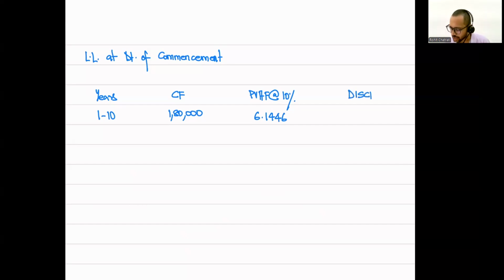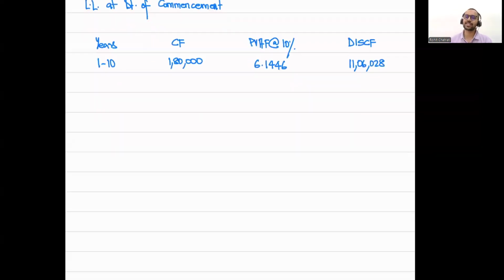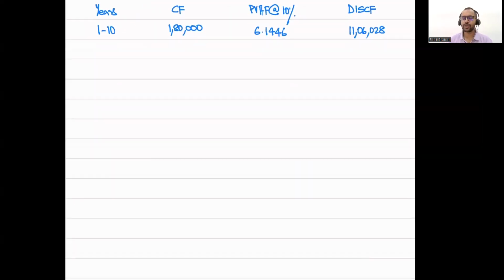I then have discounted cash flow, which is going to be 1,80,000 multiplied by 6.1446. That is going to be equal to 11,06,028. All right, so on the date of commencement of lease, I am going to recognize a right of use asset and a lease liability of 11,06,028. ROU asset and lease liability will be recognized to the tune of 11,06,028.